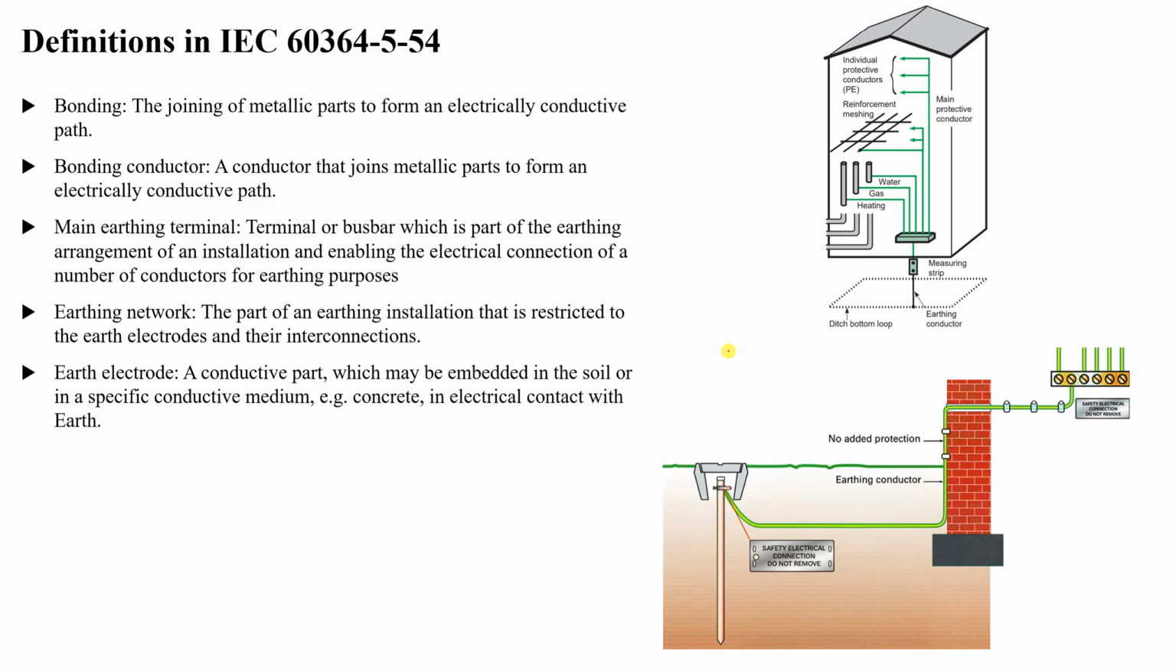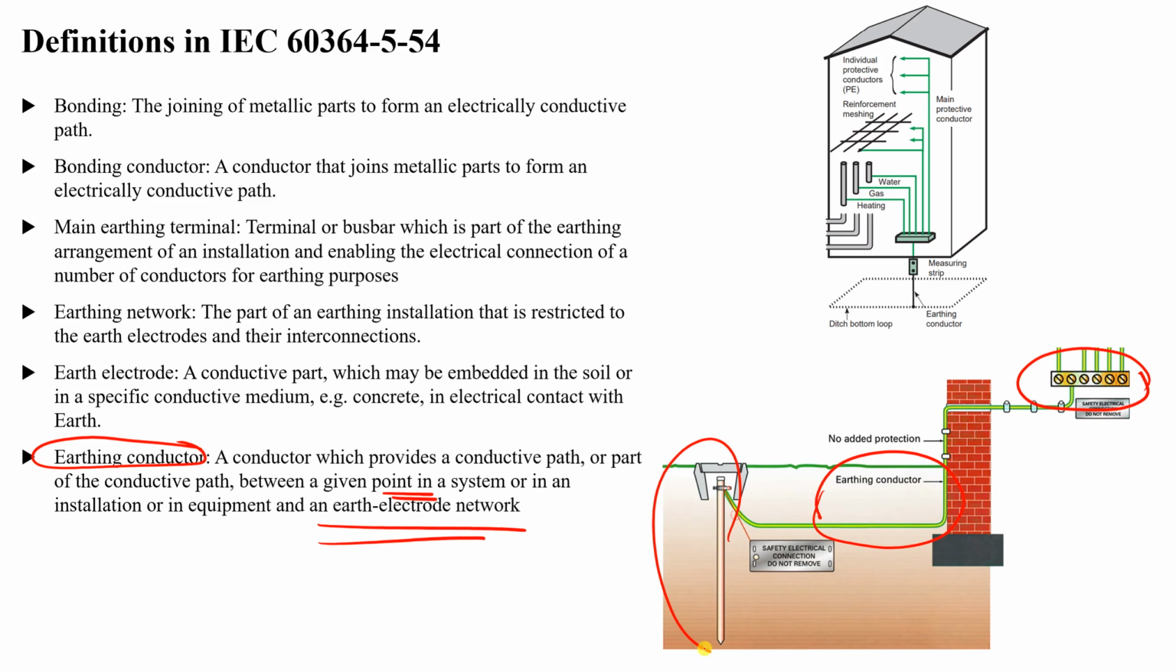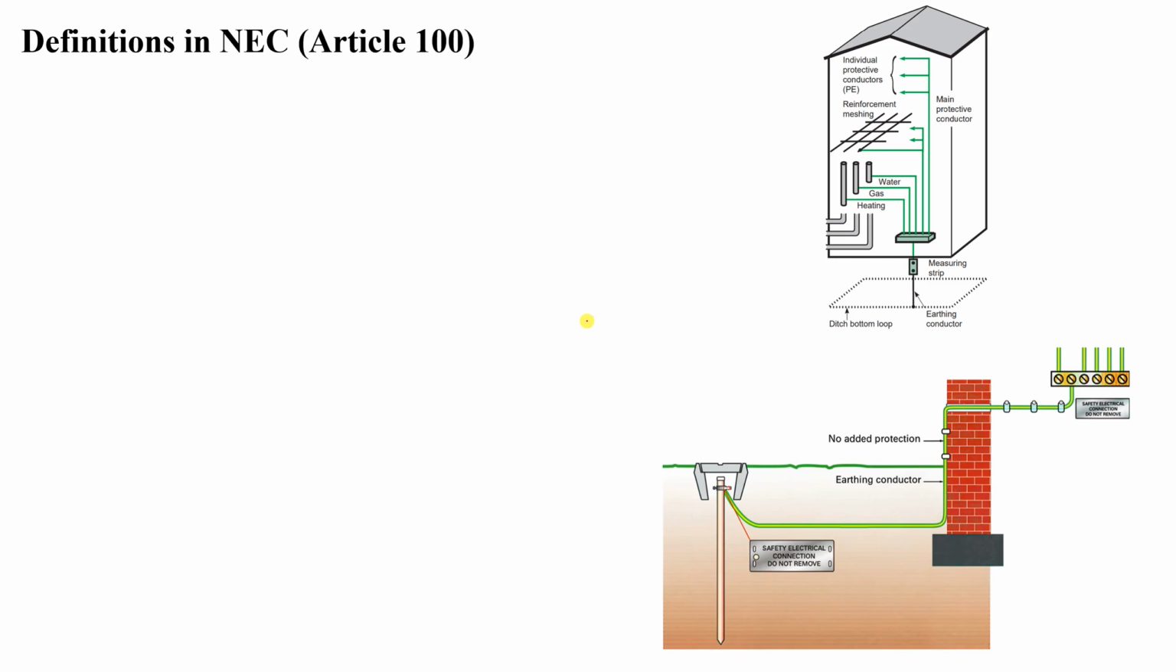Don't worry about this. Then we have the earthing conductor, a conductor which provides a conductive path, or part of the conductive path, between a given point and the earth electrode system. So you can see the earthing conductor is this one, which connects between a given point and system like the MET and the earth electrode network, which is this one and its other friend.